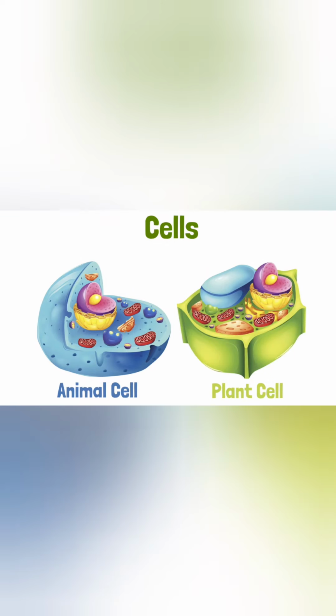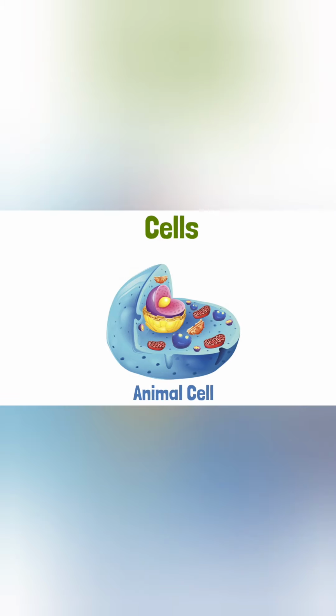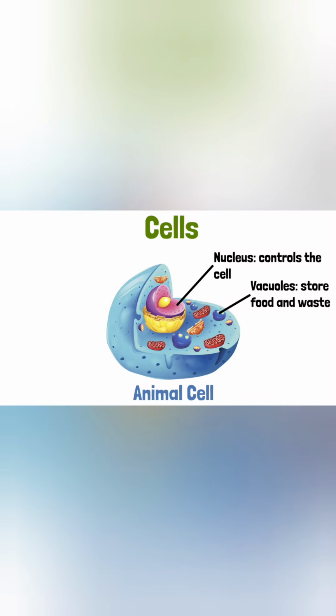Let's start with the animal cells. Almost every animal cell has a nucleus. The nucleus is the control center of the cell. The nucleus contains the information which controls everything that goes on in the cell. The vacuole is a large space in the middle of the cell. It is filled with a fluid called cell sap. Vacuoles also store the food and waste of the cells.